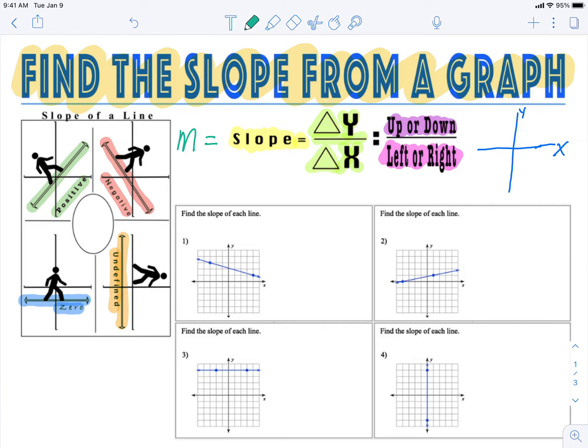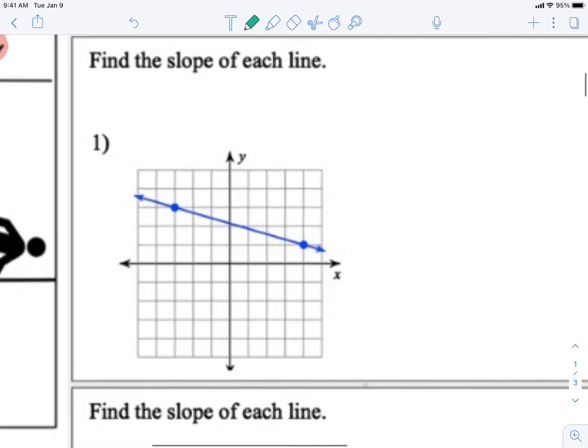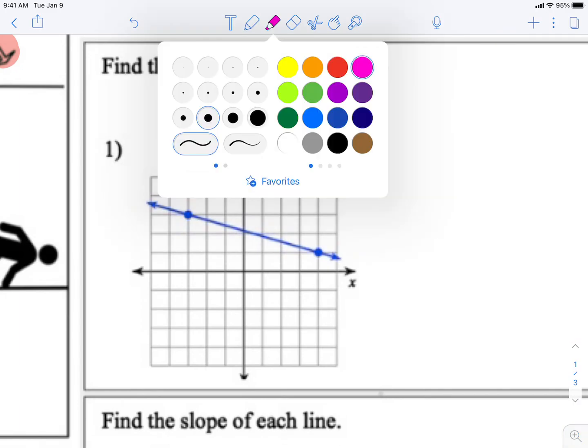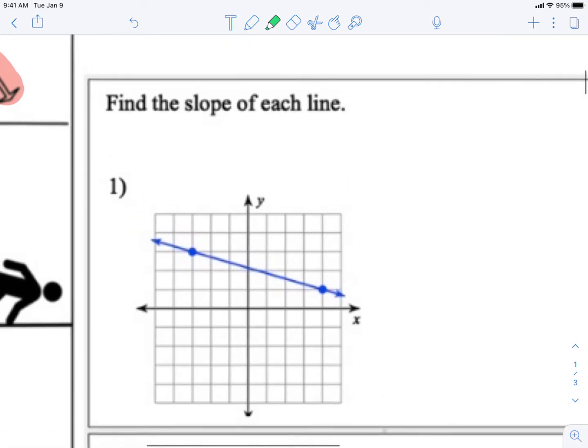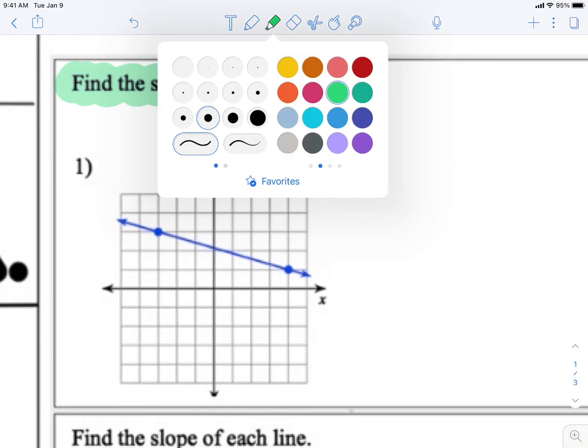So let's see here. The first thing that we always do, let's look at number 1 here, is we look at the instructions. Always, always, always read the instructions, right? So the instructions on here say, find the slope of each line. Okay, we're going to find the slope of each line, all right?